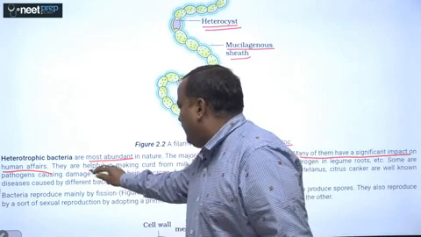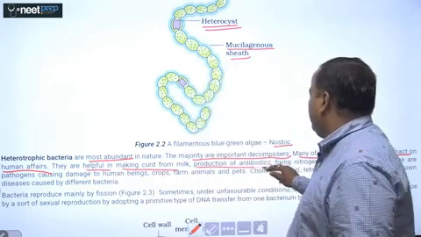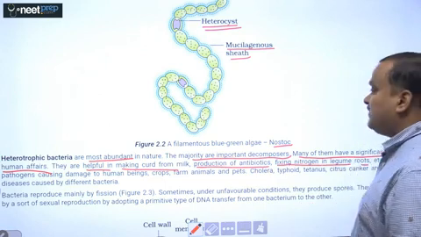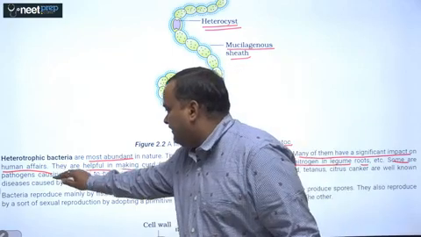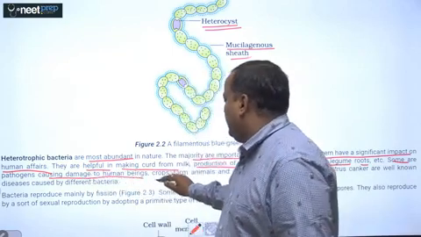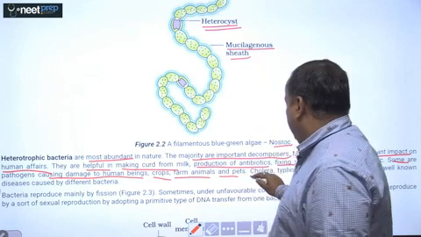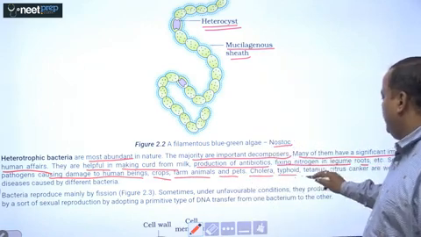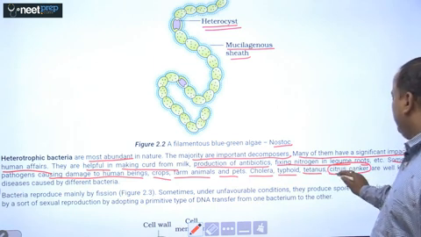Positive aspects are like making curd by lactobacillus, production of antibiotics by different bacteria, and fixing nitrogen in legume roots. Some are pathogens and cause damage to human beings, crops, farm animals and pets. Bacterial diseases are such as cholera by Vibrio cholerae, typhoid by Salmonella typhi, and tetanus. Then citrus canker, Xanthomonas citri.